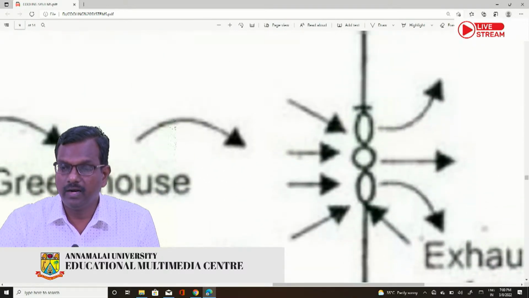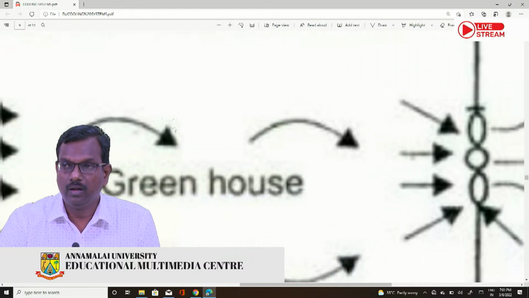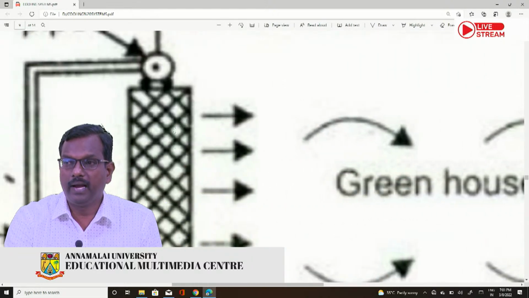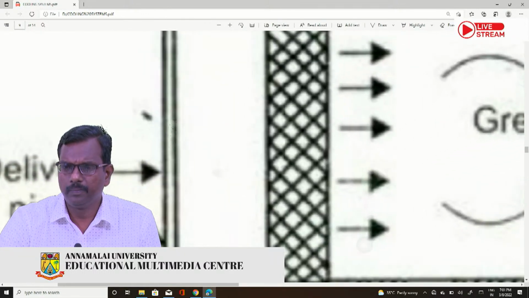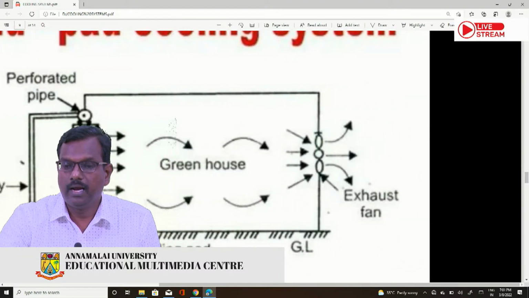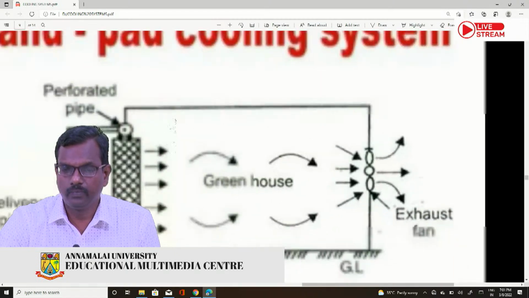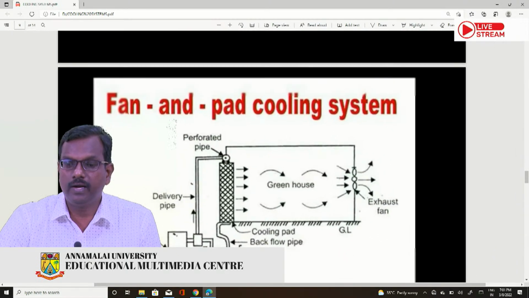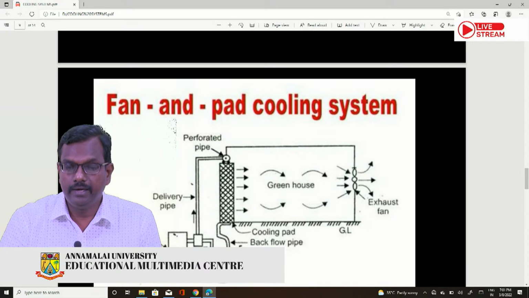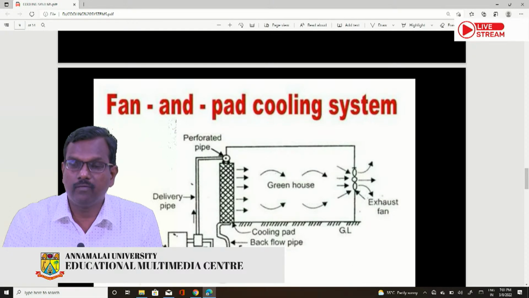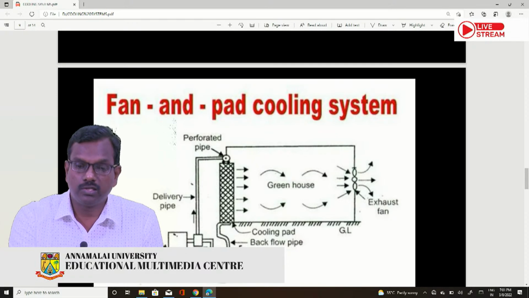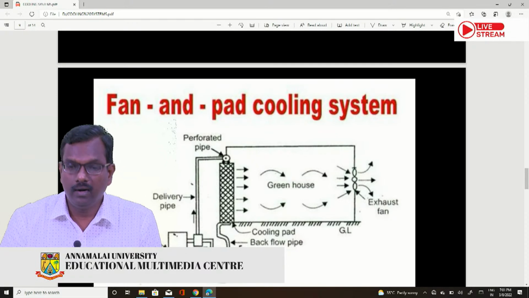On one side we have the exhaust fan, and on the other side we have the cooling pad. So this is the cooling pad, the representation, and this side is the exhaust fan, right? Whenever the exhaust fan is operated, the heated air inside the greenhouse moves out, and the cool air from the other end of the greenhouse passes through this cooling pad and comes into the greenhouse and makes the greenhouse cooler.